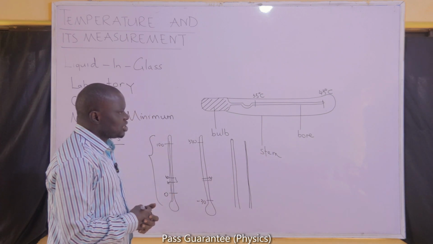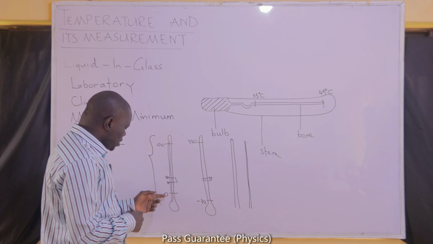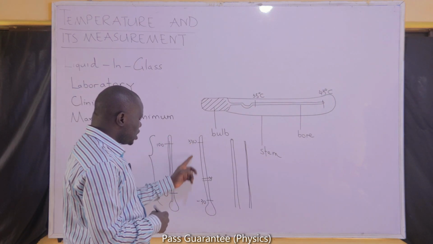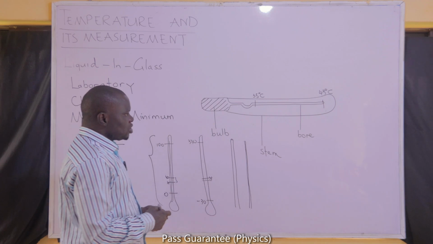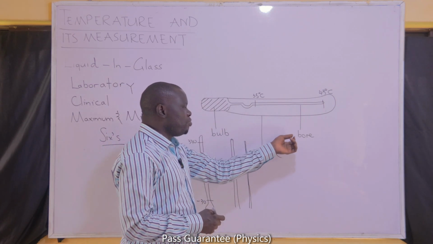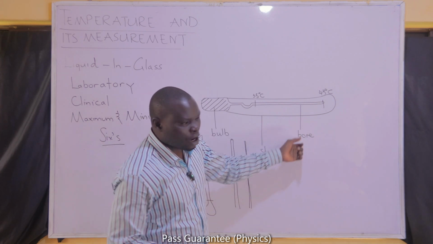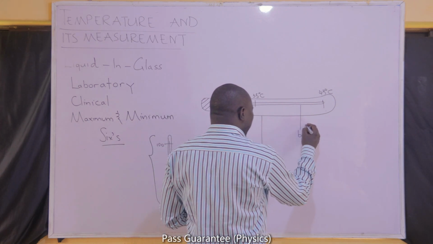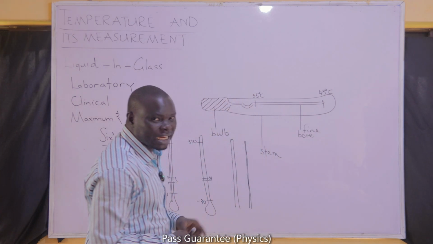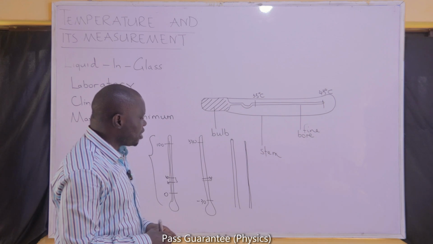35 to 43 is just a difference of 7. You can't compare it with something that is measuring from 100 to 0, or from 330 to minus 30. So one feature, therefore, of a clinical thermometer is that the bore must be very narrow. In fact, we use the word fine bore. It must be narrower than narrow. So it must be very fine.